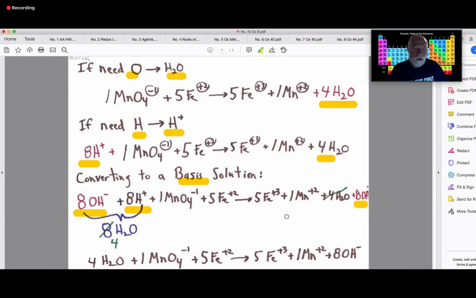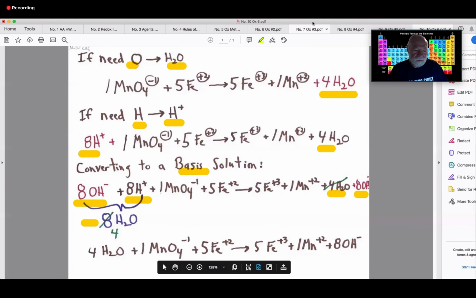Now, the next step goes like this. What happens between hydrogen and hydroxide? Yes, they will react to give you water. So 8 hydrogens, 8 hydroxides will give us 8 water. So you want to do that chemistry. Now, there's usually going to be a cleanup step that goes like this. You don't want to have water on both sides. So notice we got 4 waters on the right and 8 waters on the left. Subtract 4 from both sides, you'll have a net of 4 waters. So the final answer would look like this.